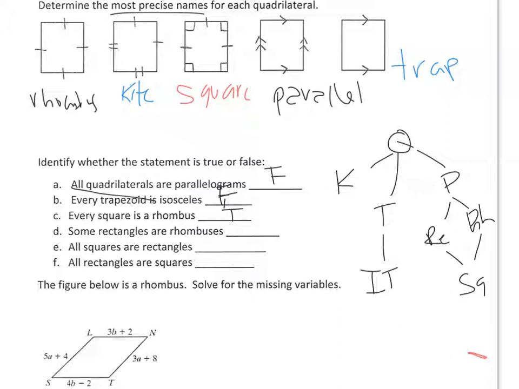Some rectangles are rhombuses. So this means some figures that have 4 90s also have sides that are congruent. This one's actually true. It's kind of tricky because that would be squares. Squares are the rectangles that are rhombuses. A square is a rhombus that's a rectangle, or a rectangle that's a rhombus. Same thing. All squares are rectangles. That's true. All of these squares are rectangles.